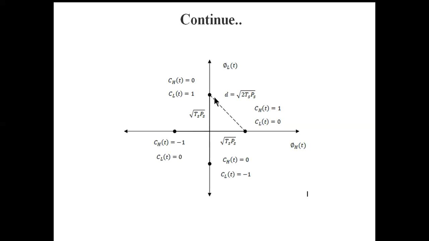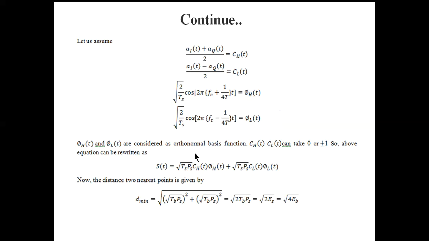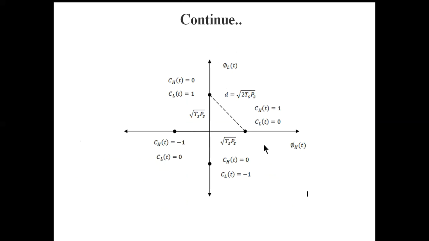So the distance between this one and this one, the minimum distance, is root of (root TsPs) whole square plus (root TsPs) whole square. That is nothing but root 2TsPs, so that is nothing but root 2Es. And if we express it in terms of energy Eb, this will be nothing but root over 4Eb. So the minimum distance is root 2 into TsPs, that means root 2Es.